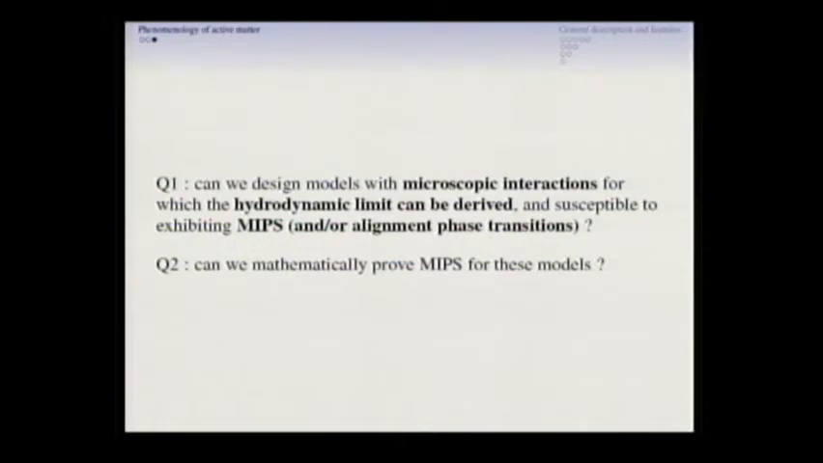Okay, so the first question is, can we derive the hydrodynamic limit for a model? And the second question, which is another thing altogether, is, are we able to mathematically prove this coarsening effect, this motility-induced phase separation for these models? Okay, so the first one, the answer is yes. The second one, the answer is maybe, but we're not there yet.